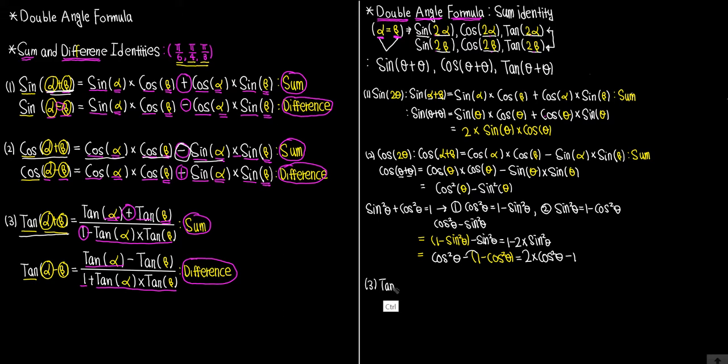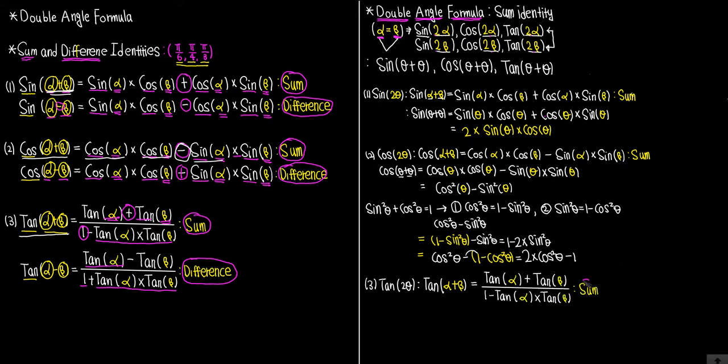And again, the same concept applies when we're doing the tangent of 2 theta. We always need to think about what the tangent of alpha plus beta is, where alpha plus beta are the sum identities for the tangent. So what was the sum identity that we used? For tangent, that is tangent alpha plus tangent beta over 1 minus tangent alpha times tangent beta, like this.